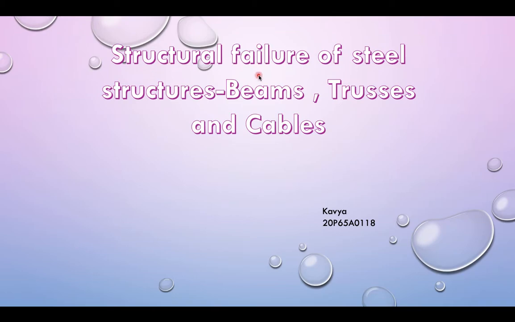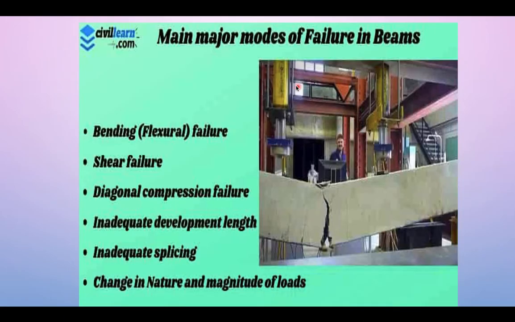To explain the structural failure of steel structures in beams and trusses and the cables. And the major modes of the failures in the beams, mainly we have bending, which is nothing but flexure failure, shear failure, diagonal compression failure, inadequate development length, inadequate spacing, change in nature and magnitude of loads. In this figure, we are showing the beam under these major modes of failure.